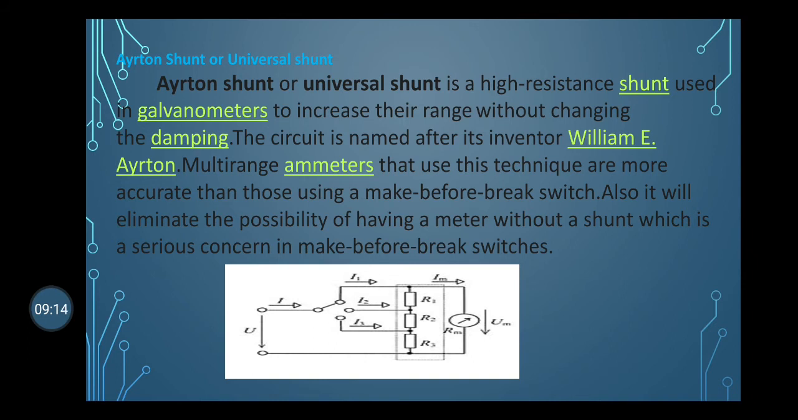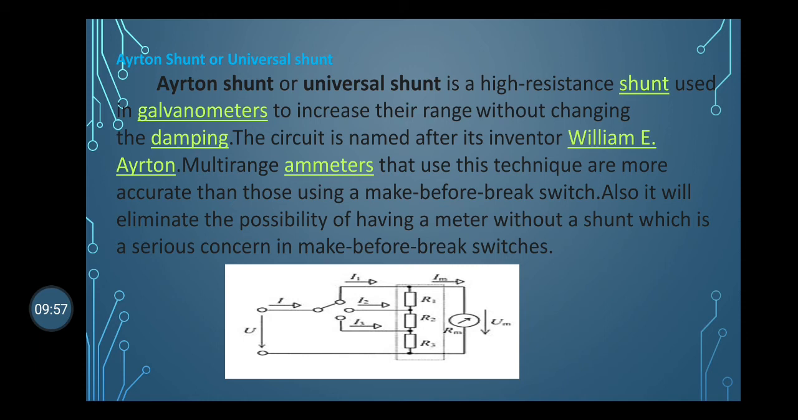The circuit is named after the inventor William E. Ayrton. The multi-range ammeters that use this technique are more accurate than those using a make before break switch, and it also eliminates the possibility of having the meter without a shunt, which is a serious concern in make before break switches. In the schematic diagram, the shunt resistances are connected across the meter movement.